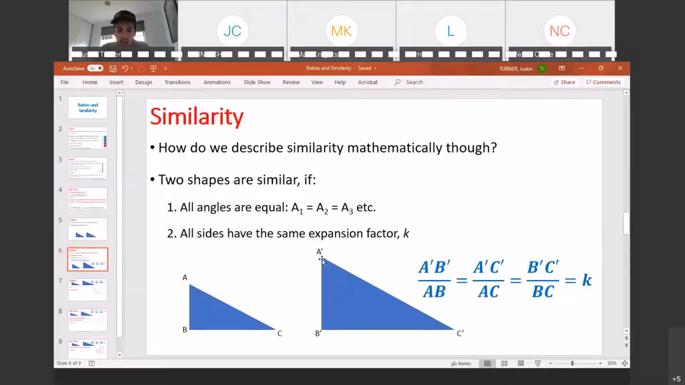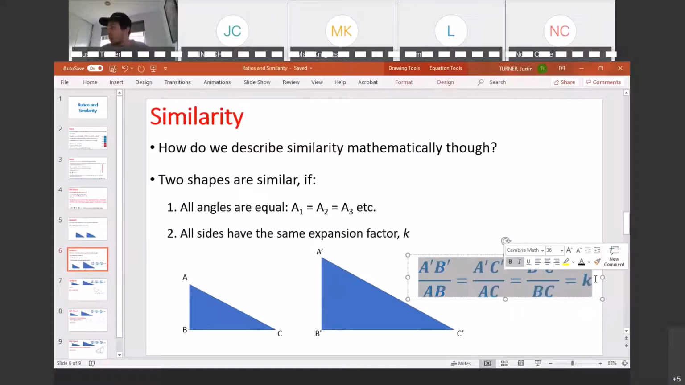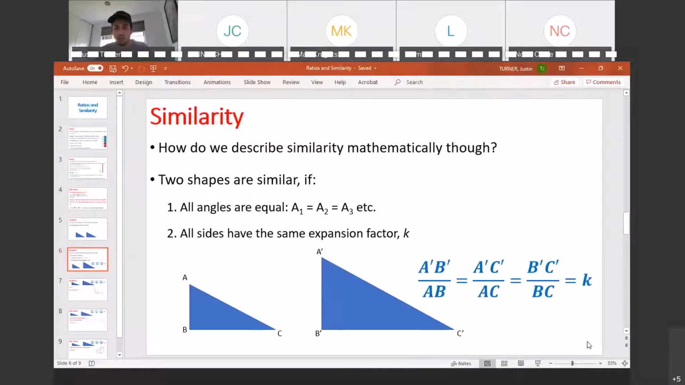If you take this side length, A prime B prime, and you divide it by the AB side length, that's going to give you the expansion factor between those two side lengths. And it needs to equal the expansion factor of this side length, A prime C prime, divided by this side length, AC. And then so on, this side length divided by that side length. So that's all that's saying. It's just saying they're all expanded by the exact same factor.